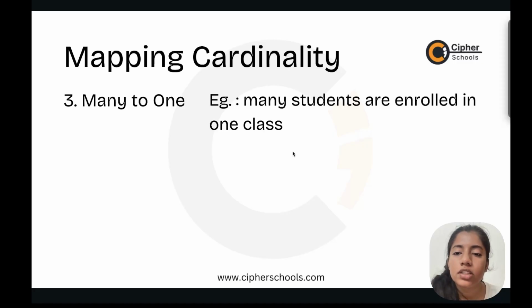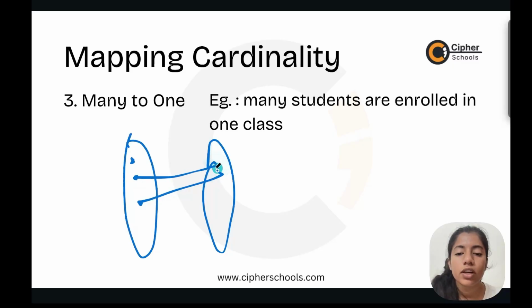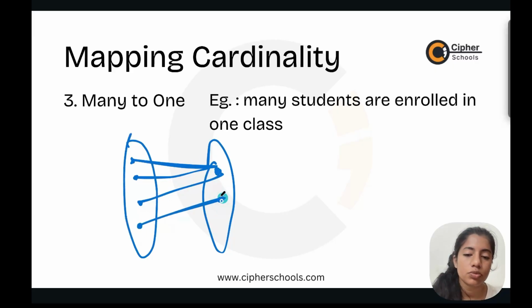The example to consider here is, many students are enrolled in one class. From the students' point of view, many students are part of one class, but from the class view, one class contains many students. So many entities from set A can be related with only one entity of set B, but one entity from set B can be related with many entities. So this is how a many-to-one relationship looks like.